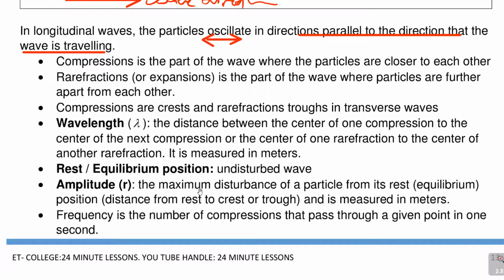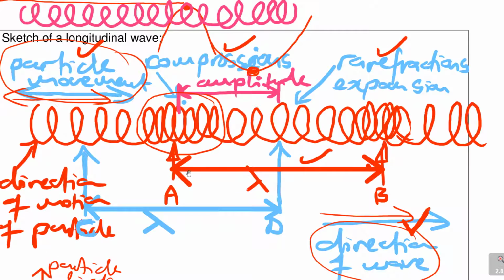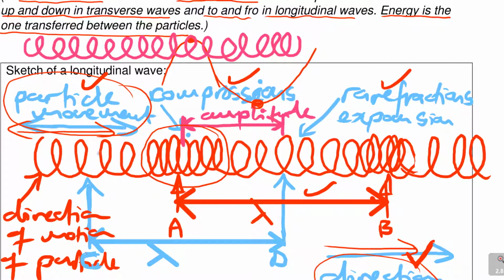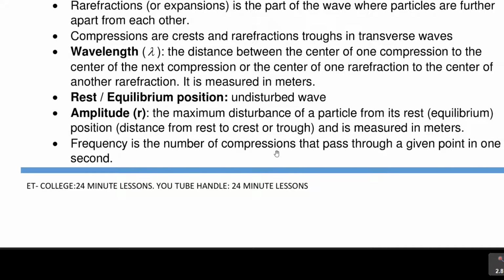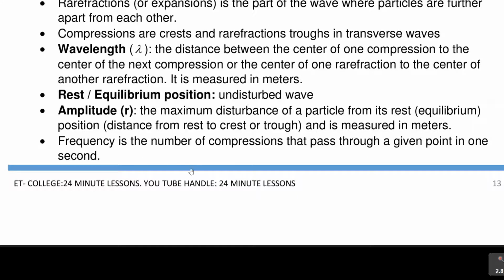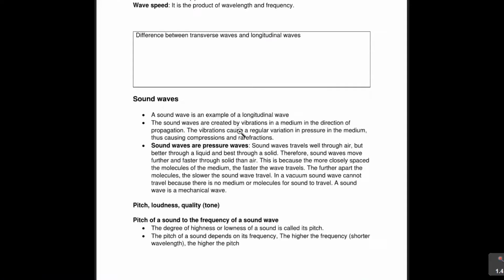The amplitude, which is the maximum disturbance of the particle from its rest or equilibrium position, that is the distance from rest to crest or trough, remember, in a transverse wave, and it is measured in meters. So here is the distance from the rest of the wave, or from here it would be from a compression to a refraction, or from a rest to a refraction. That would be the amplitude in that part. And then frequency is the number of compressions that pass through a given point in 1 second. So these are the definitions that are important for you to know whenever you're dealing with waves.